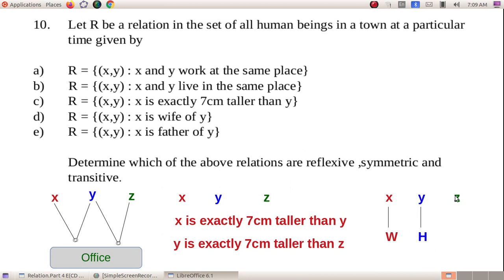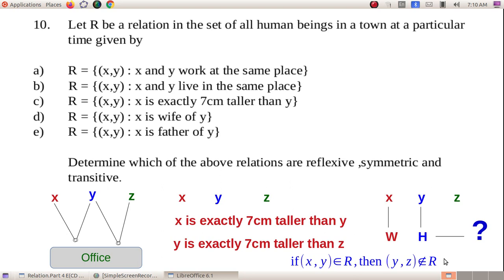Then YZ belongs to R. Y is wife of Z. Y is wife of Z means Y is a wife. Y is a wife means this Y must be a lady. But what is Y? Y is a gentleman. It is not possible to become a lady. Therefore, whenever XY belongs to R, YZ is not a member of R. Hence the condition is not satisfied here.